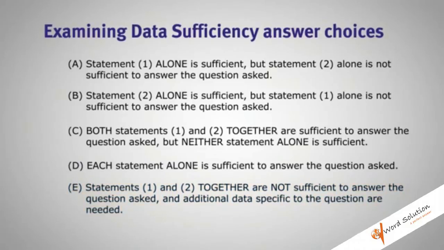We have a great mnemonic device for helping us deal with this, and actually it's a great method for dealing with your answer choices. It's 1, 2, T, E, N. 1 represents answer choice A, 2 represents answer choice B, T represents answer choice C, E represents answer choice D, and N represents answer choice E.